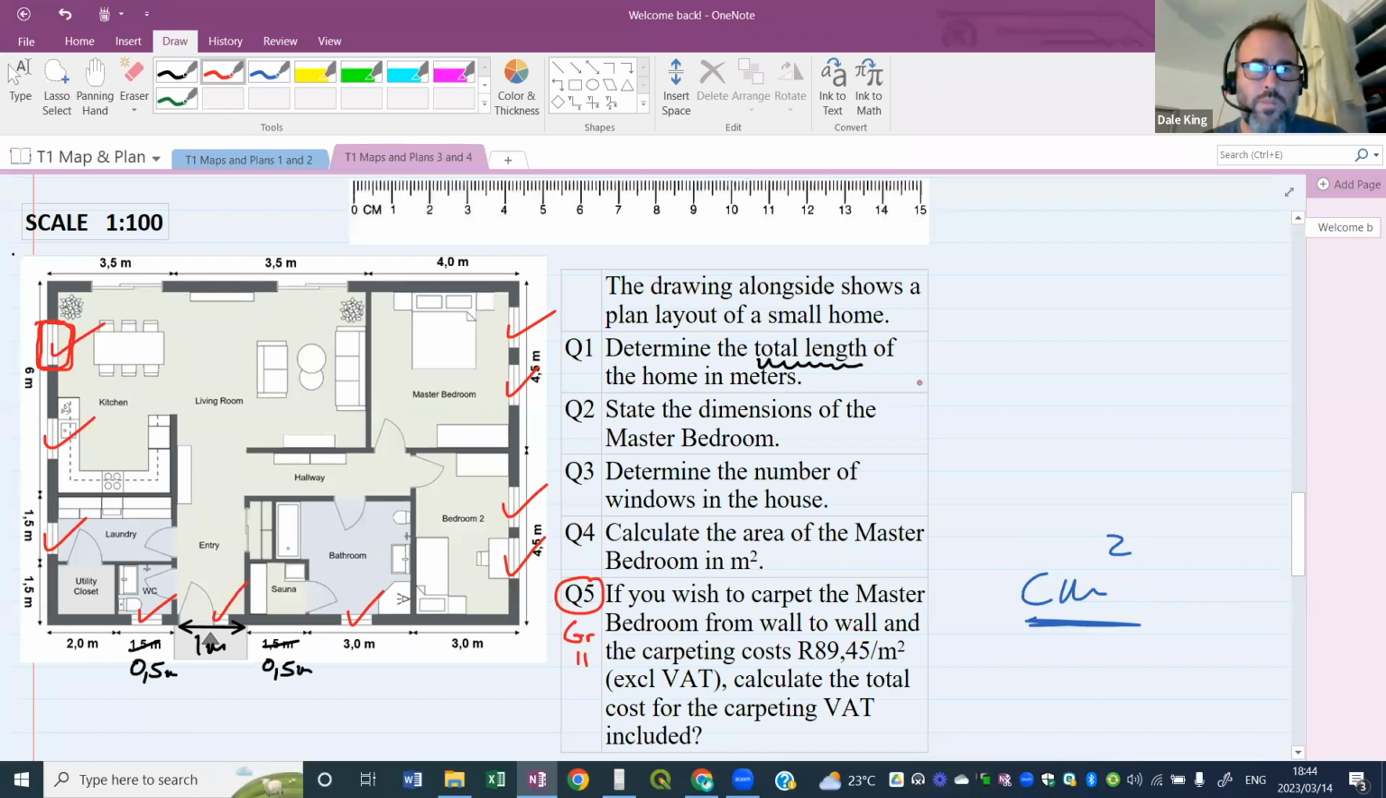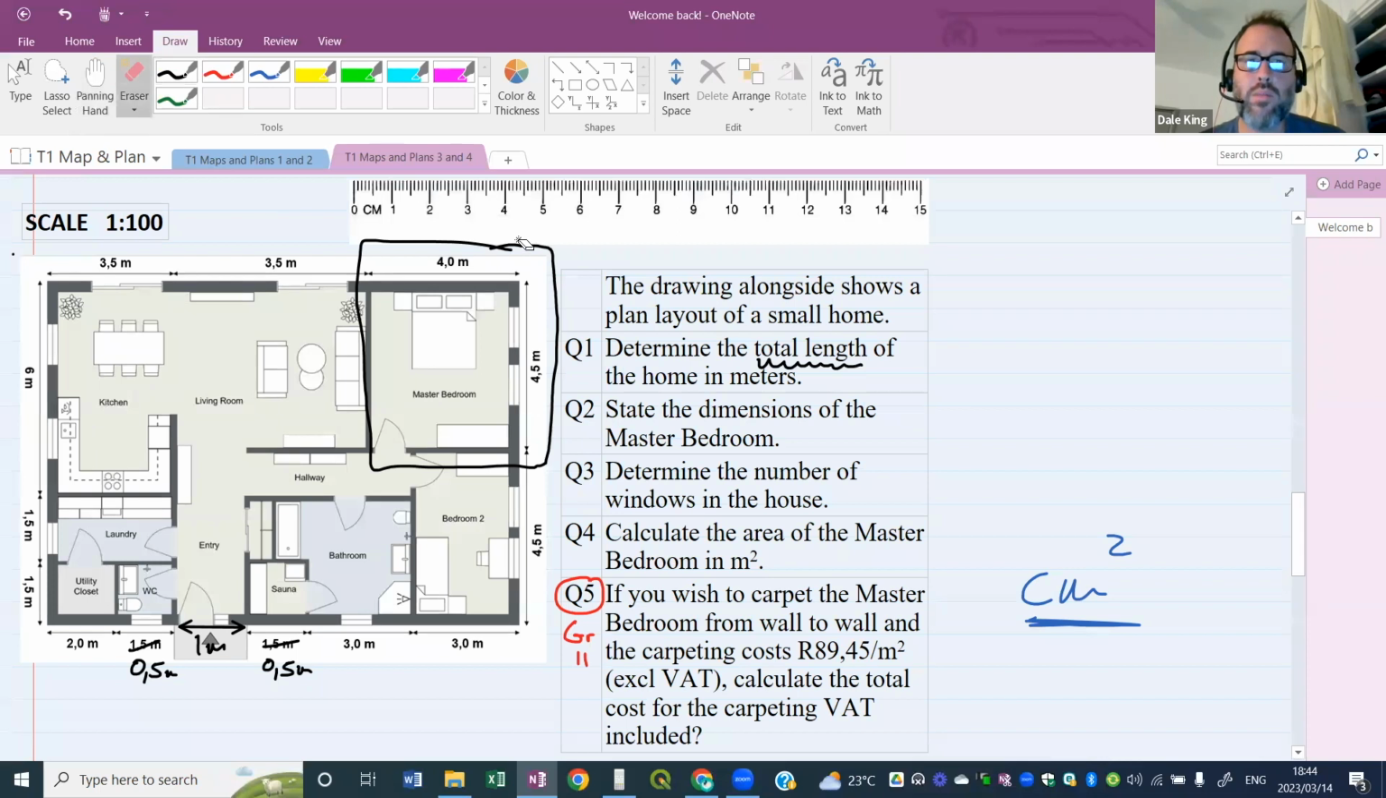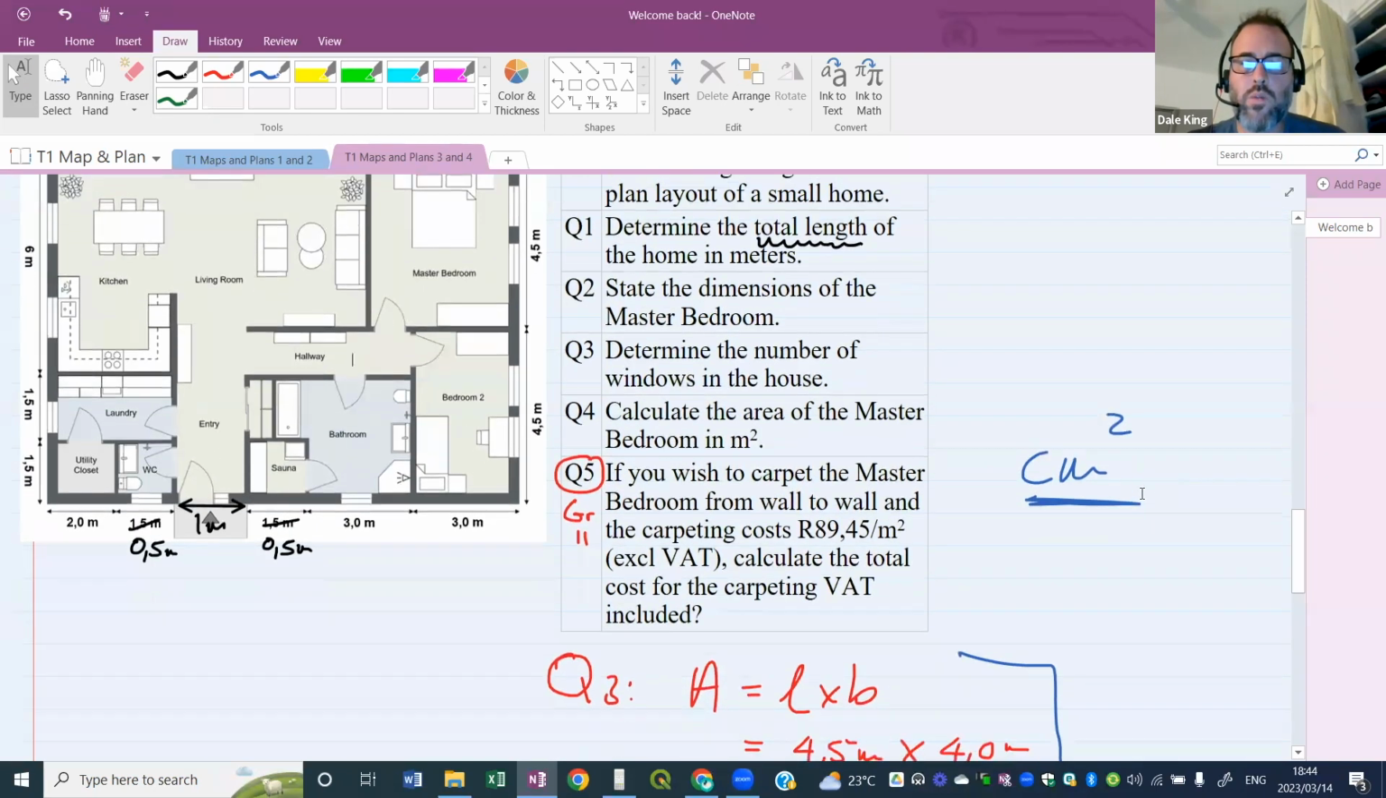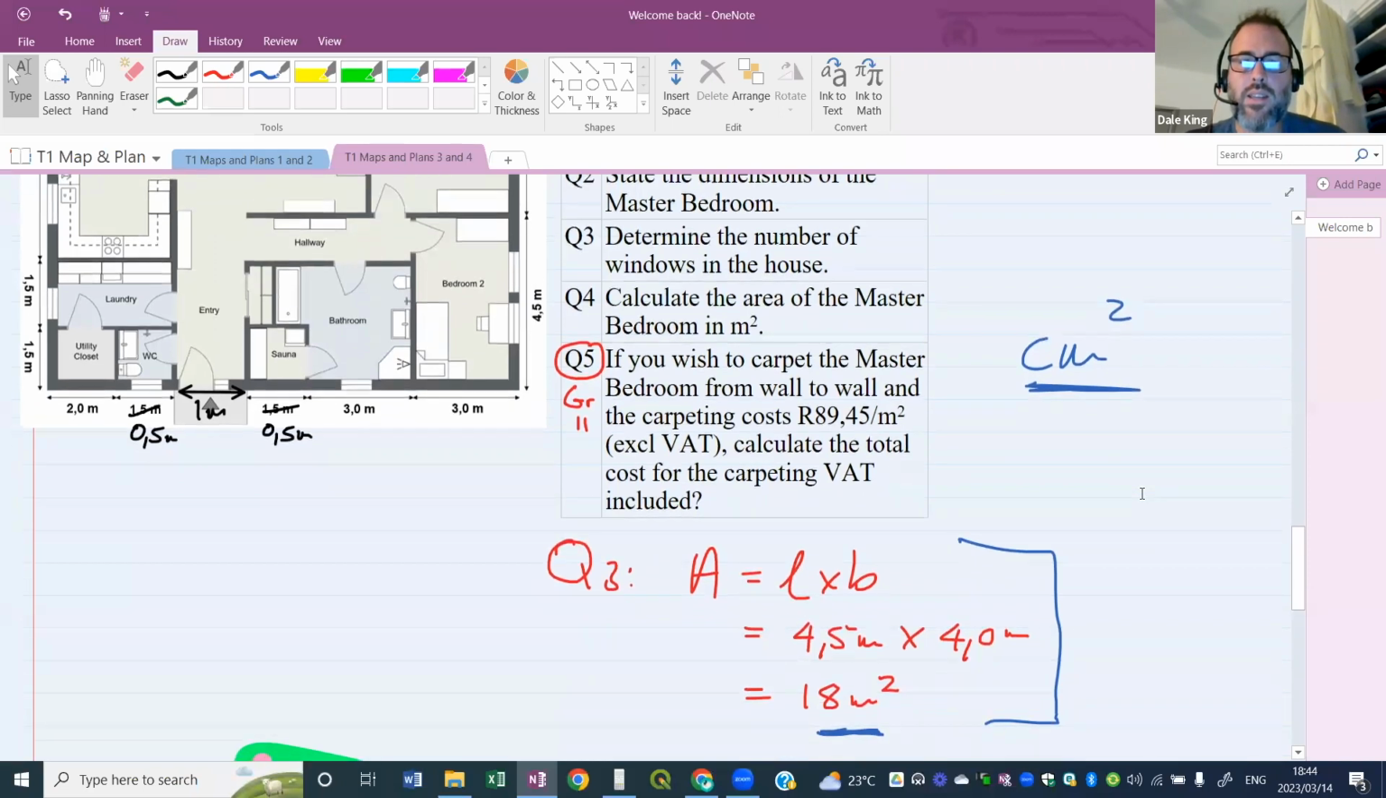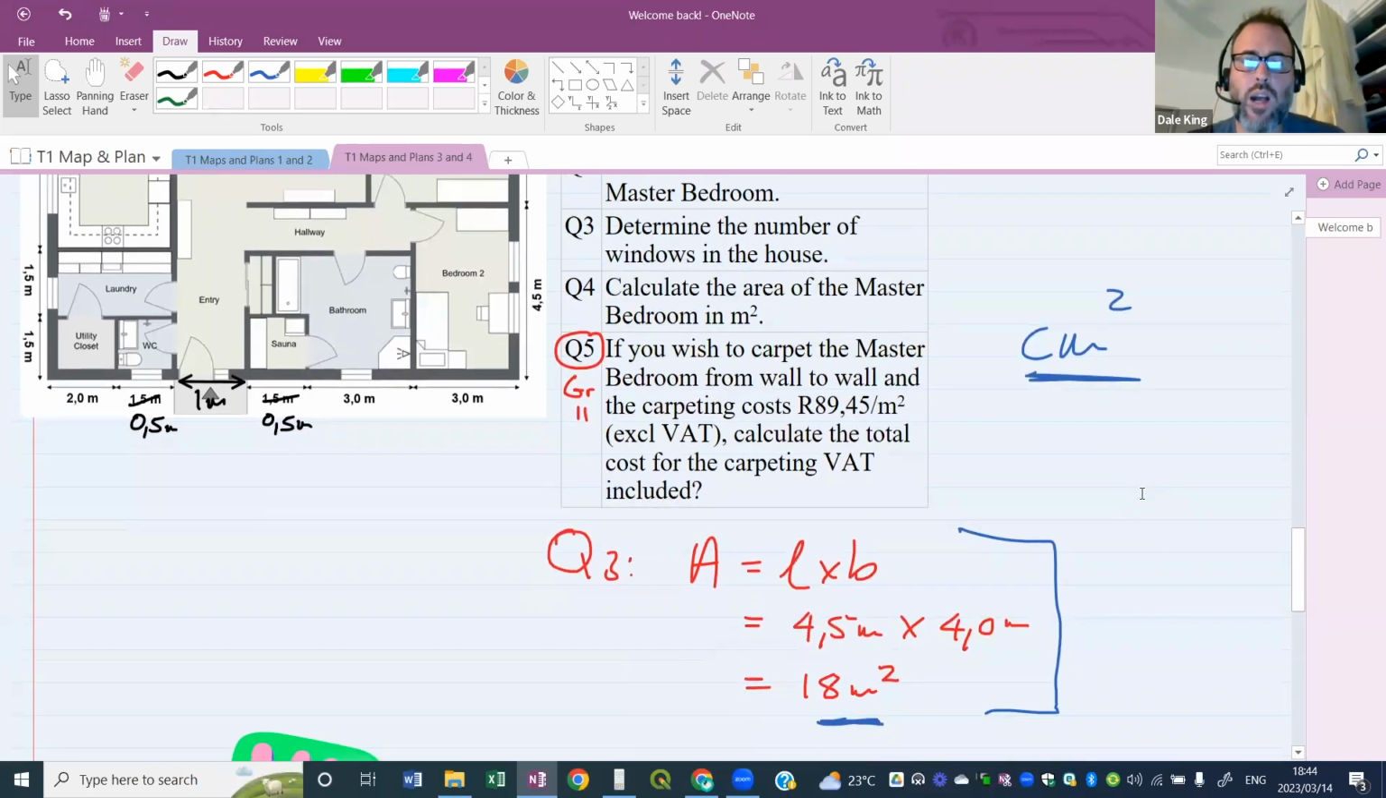Then question 4 says calculate the area of the master bedroom. Question 2 said what are the dimensions of the master bedroom? The master bedroom is this room over here with dimensions 4.5 meters by 4 meters. We need to work out the area in meters squared. So that was question 4. Then after question 4, which we did down here, I said, can anyone tell me how we can change 18 square meters into centimeters squared? That's a follow-on question just to test.